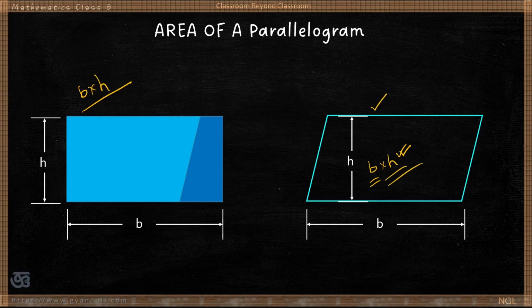That is why the area of a parallelogram is not equal to the length of this side multiplied by the adjacent side, but it is true for a rectangle only, because in a rectangle adjacent sides are perpendicular to each other.